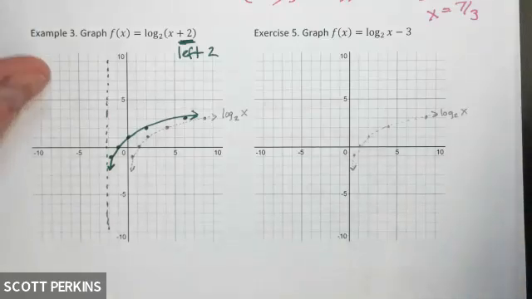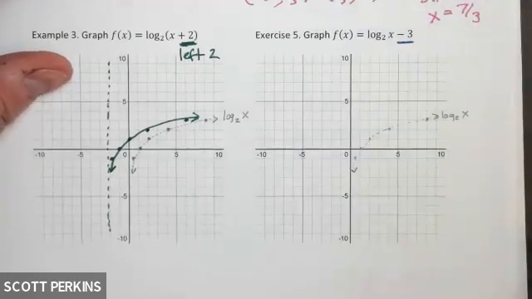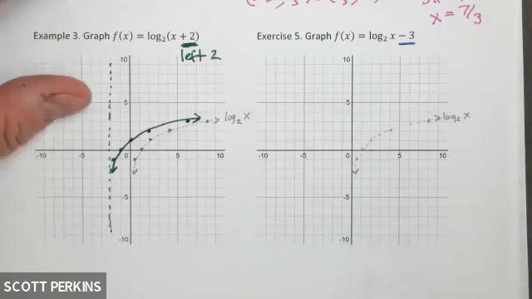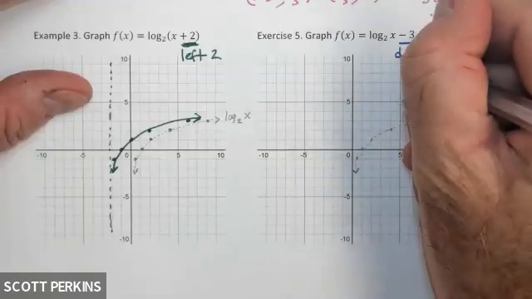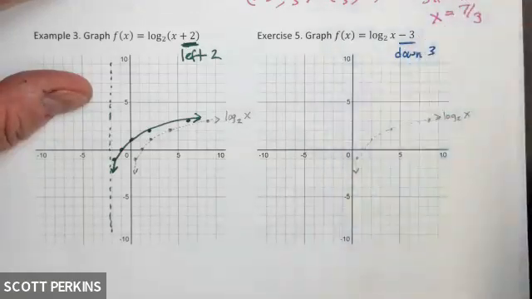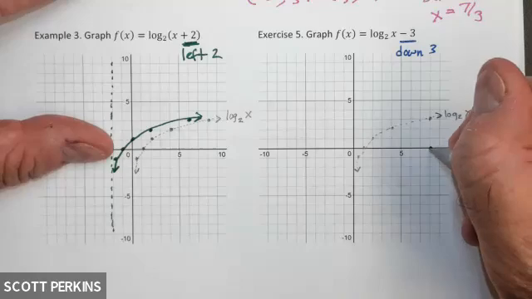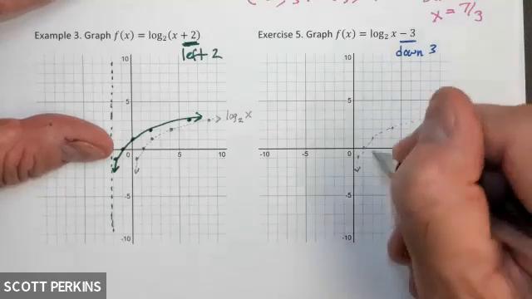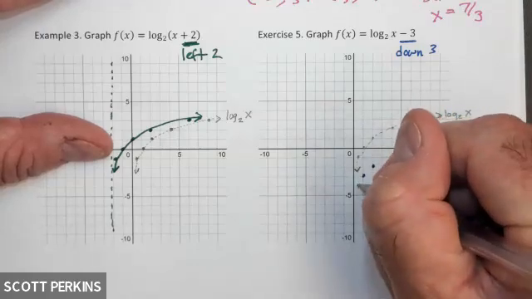Okay, so this time the -3 is not in parentheses, so it's outside of the function. So what is this -3 going to do to my graph? Yeah, exactly, down 3. Great job. Okay, down 3. So I'm just going to move each of my points down 3. So 1, 2, 3, boom. 1, 2, 3, and then 1, 2, 3, 1, 2, 3, and then last but not least, 1, 2, 3.